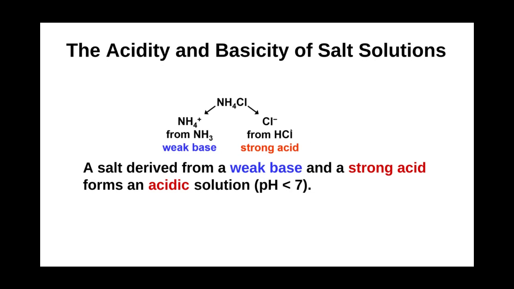Now, the converse also exists. When we have a weak base, such as ammonia or ammonium, and we have a strong acid like our friend hydrochloric acid, he's our friend through all this, they produce ammonium chloride, NH4Cl. Now, hydrochloric acid is strong, ammonia is weak. Thus, the salt that's derived from this, NH4Cl, will be a slightly acidic solution, so the pH will be less than 7.